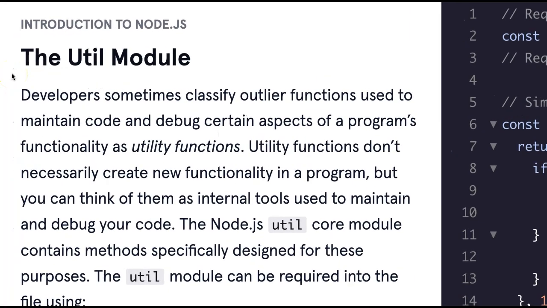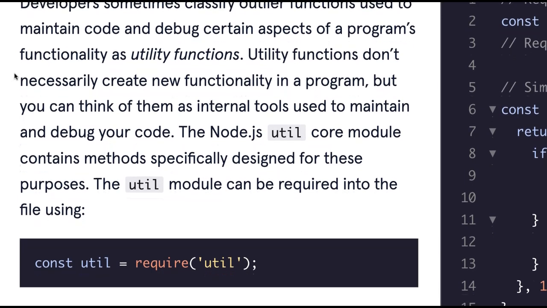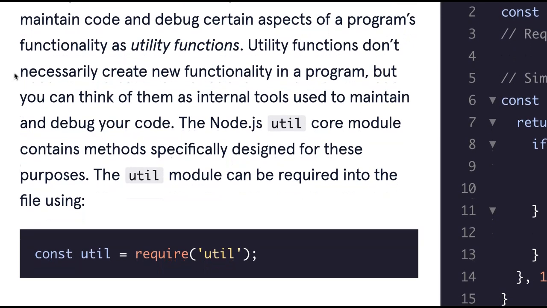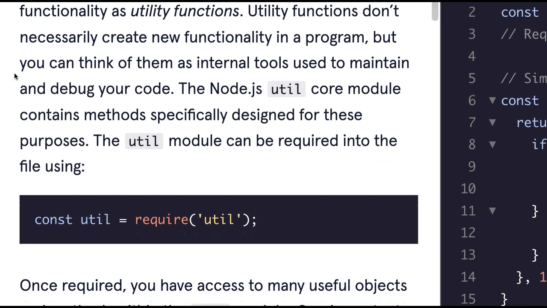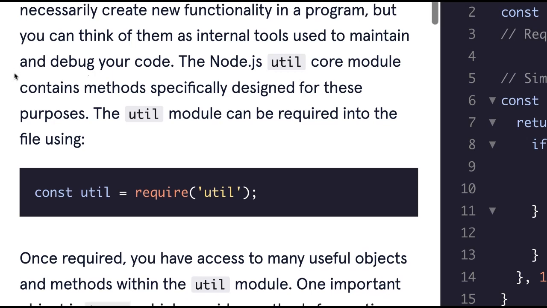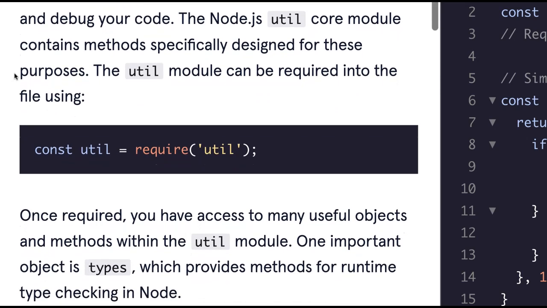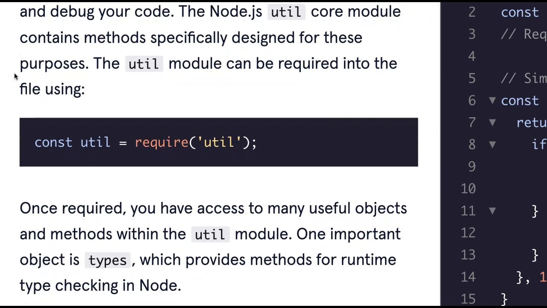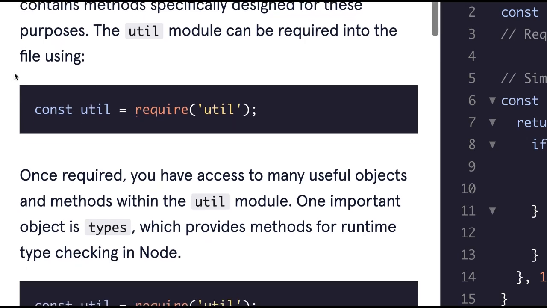This is the Util module. Developers sometimes classify outlier functions used to maintain code and debug certain aspects of a program's functionality as utility functions. Utility functions don't necessarily create new functionality in a program, but you can think of them as internal tools used to maintain and debug your code. The Node.js Util core module contains methods specifically designed for these purposes.